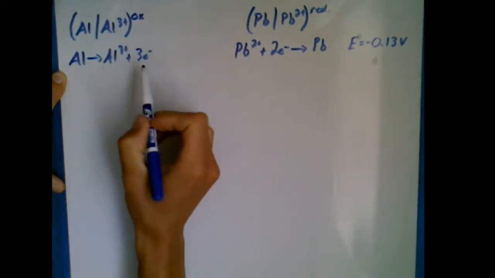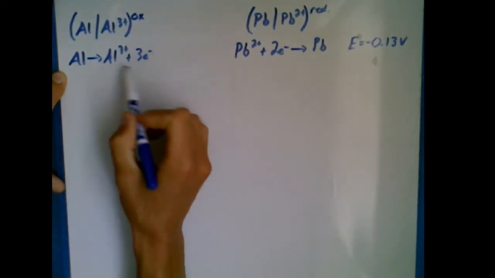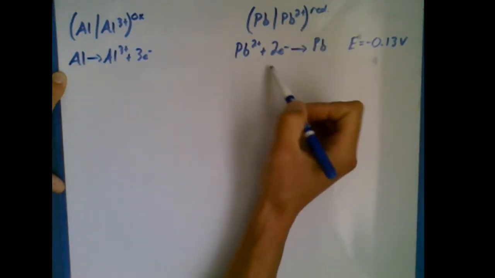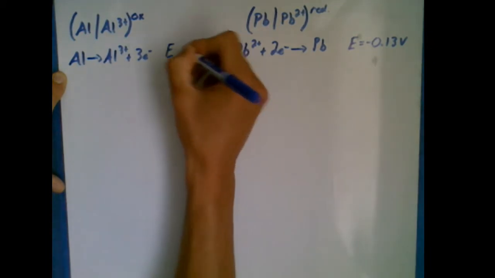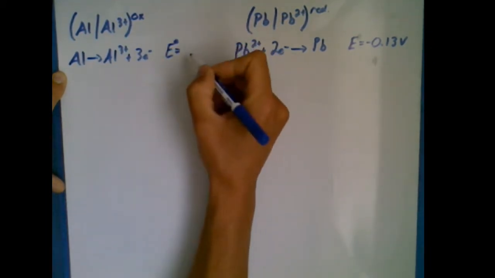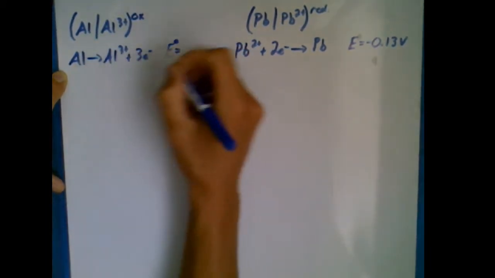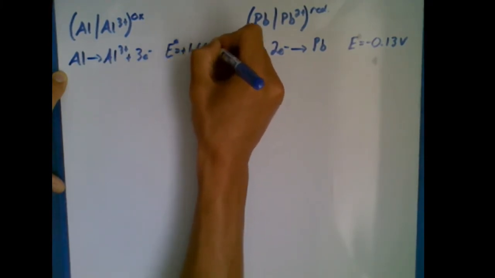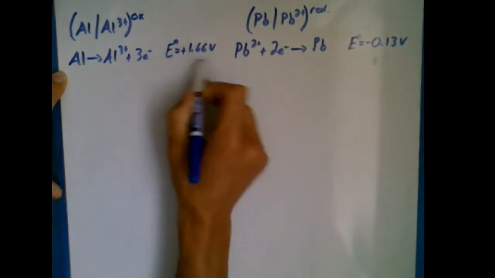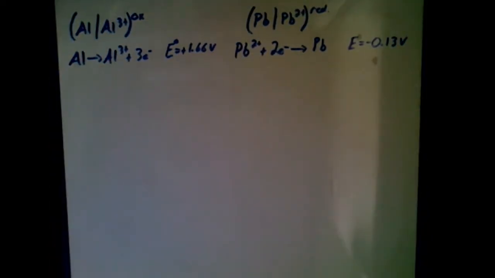Make sure it's losing electrons, so they're a product. Make sure your reduction reaction is gaining electrons, so they're a reactant. Now, the potential for this one was negative 1.66, but because we flipped it, it's going to become positive 1.66 volts. And so that is the actual potential for this reaction.